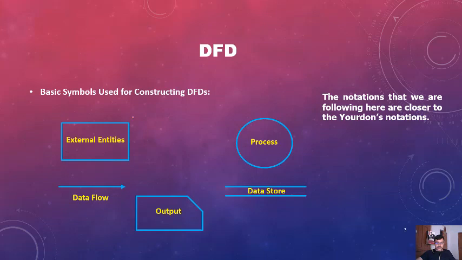the rectangle represents the external entities. A circle represents the process. An arrow represents data flow, and this symbol represents the output, and these lines represent the data store. Okay, normally these five symbols are used in Jordan's notation to prepare the DFD.